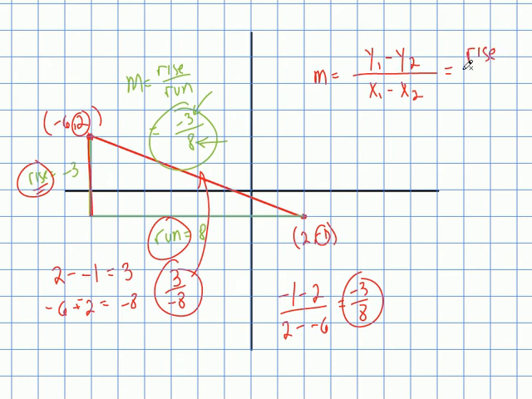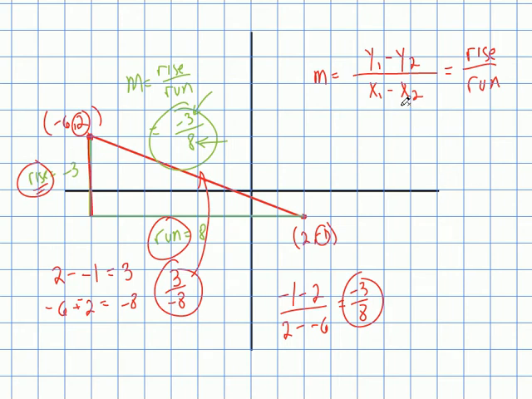Rise over run. You see that? The y is always the rise. Think of the y-axis. The y-axis goes up and down, doesn't it? That's the rise. What about the run? What axis is the run? The x-axis, okay? So it's y over x.